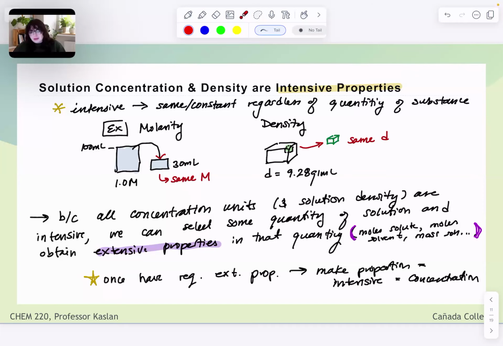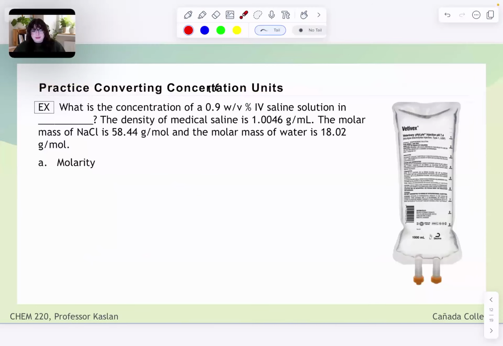So let's see if we can maybe practice this. Apologize in advance. This should say concentration. I tried to fix it. It's not perfect. It is what it is.